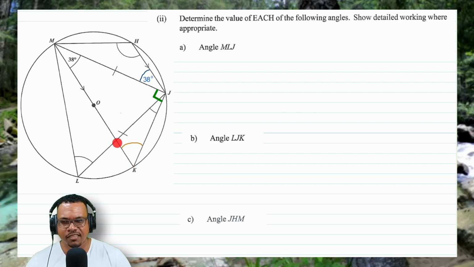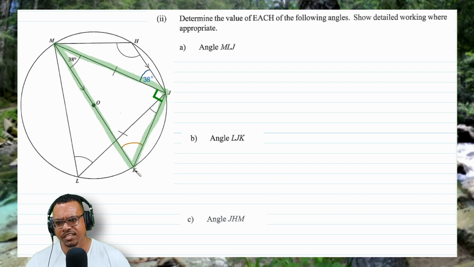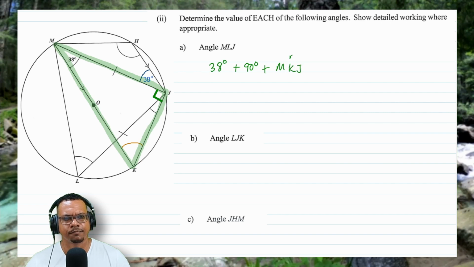Now, if you look closely, this would form a right angle triangle. So it's possible to find out the value of this angle here at K. So that'll be JKM. Because the sum of the three interior angles of a triangle is equal to 180 degrees. So I'll have 38 degrees plus 90 degrees plus angle MKJ is equal to 180 degrees. Now 38 plus 90 is 128.